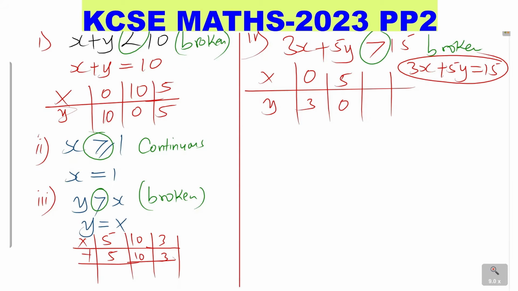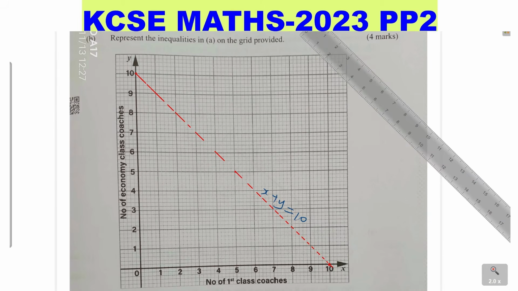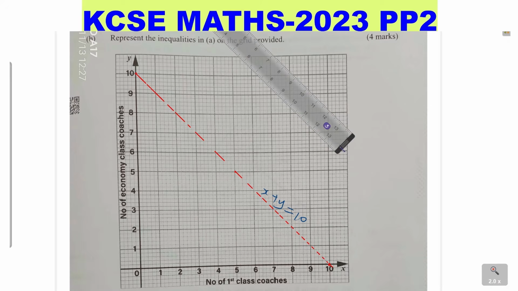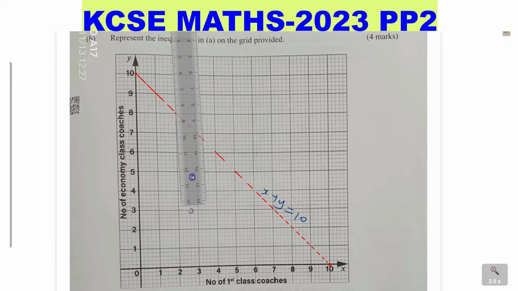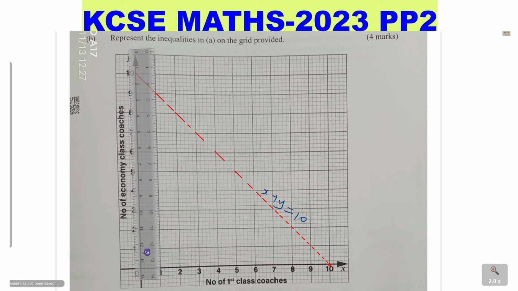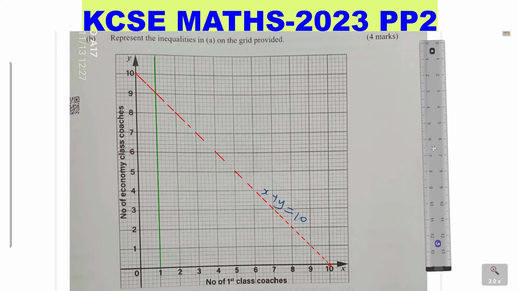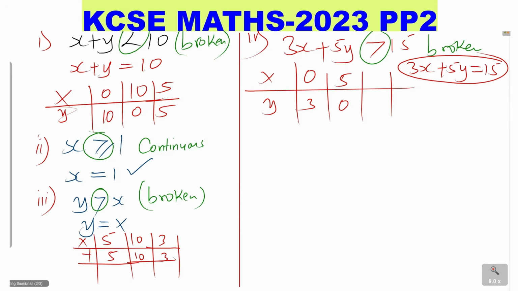We go to the other line. x is greater than or equal to 1. The line you're supposed to draw there is x is equal to 1. x is equal to 1 is the vertical line cutting across x is equal to 1. So this vertical line is the line passing through 1. That should be a continuous line. The next one, y is greater than x. The line is y is equal to x.